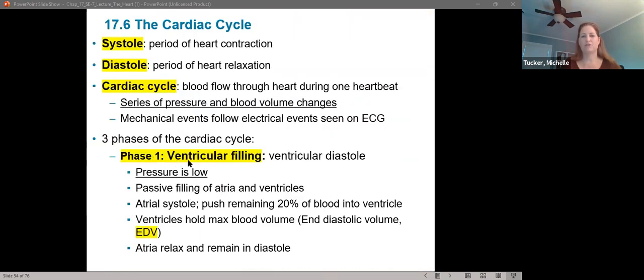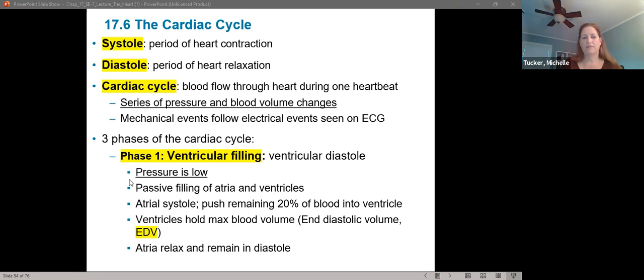In the first phase, it is called the ventricular filling phase. So the beginning of the cardiac cycle is going to start with both of the atria and the ventricles in diastole. They're at rest. So we start the cardiac cycle with passive filling of the atria and ventricles. So these are in atrial and ventricular diastole. Everything's at rest, and blood is flowing in either from the pulmonary veins or from the superior and inferior vena cavas and coronary sinus on the right side. So we have ventricular filling.